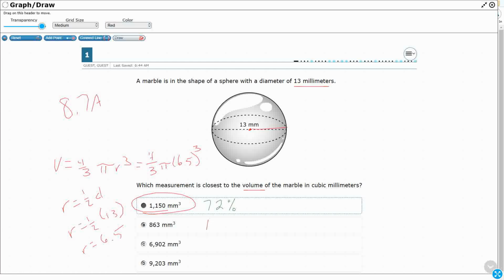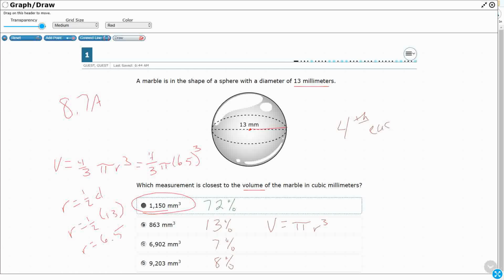We had 13% of our students choose B, and that's just students forgot to use the 4/3. They just multiplied pi r cubed. Not sure why you'd multiply all of that and forget the 4/3, but that's how you could get that. And then when we get down here, 7% and 8%, that's just statistical noise, just a lot of guessing down there. So overall, a pretty easy one to start with.